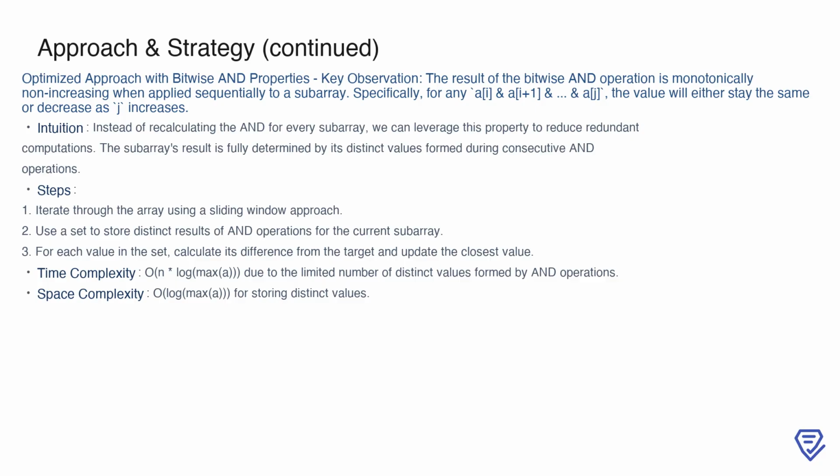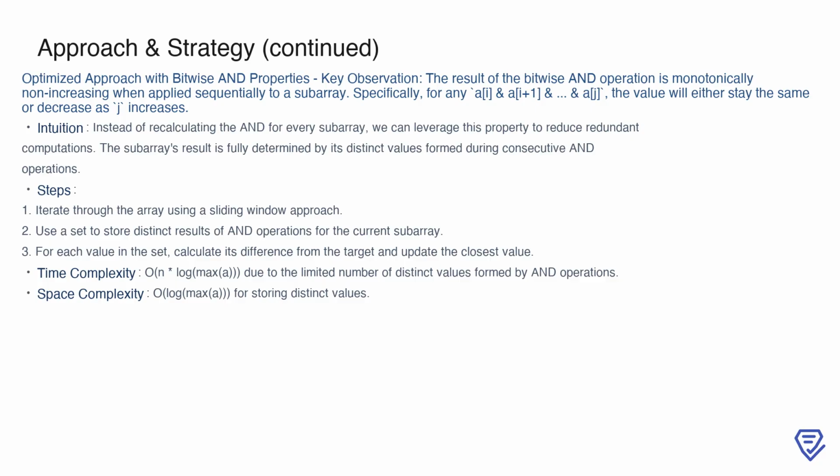Using this property, we can avoid redundant calculations by focusing only on the distinct results that arise when performing AND operations on a subarray. Instead of recalculating the AND for every possible subarray, we use a sliding window technique. During this process, we maintain a set of distinct AND results for the current subarray, ensuring that we only work with unique values. For each of these distinct values, we calculate the difference with the target and update the closest value accordingly. This approach significantly reduces the computational overhead.